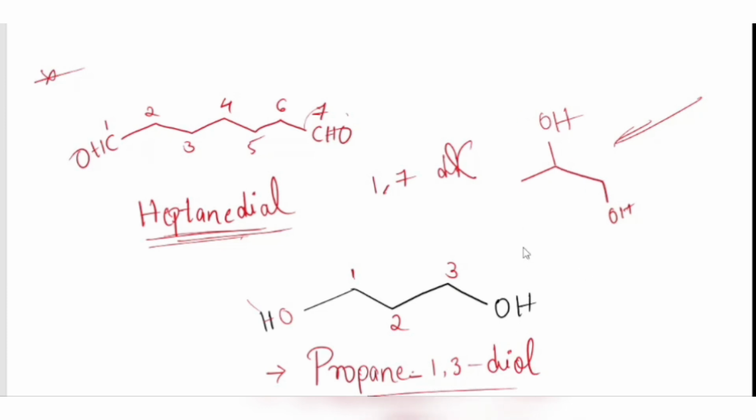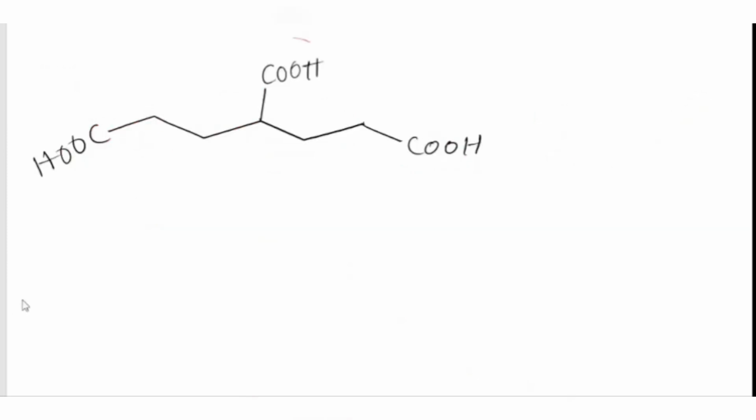For this one, if I want to write, I will write it as 1, 2, 3. That is propane. There is no elision of E in this case also. 1 comma 2 diol. Like this, we have to name. And we'll consider a different example, but before that, I will discuss one thing.